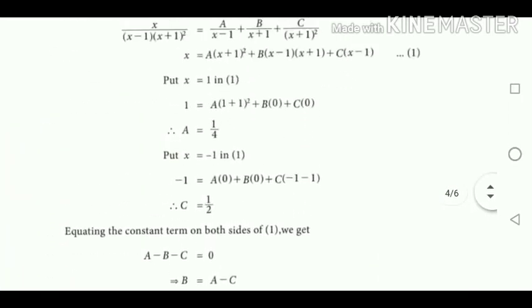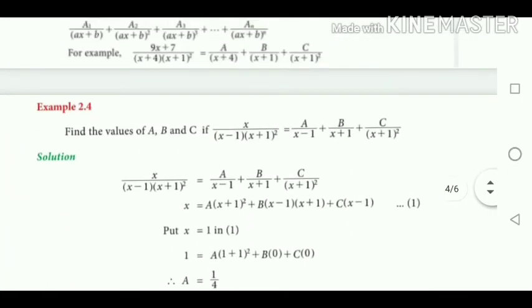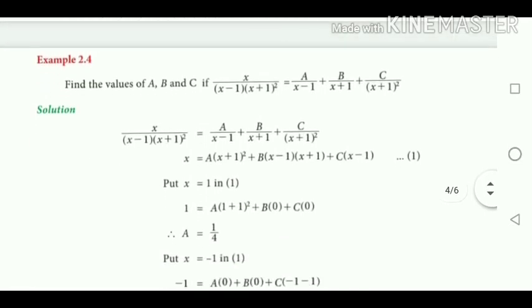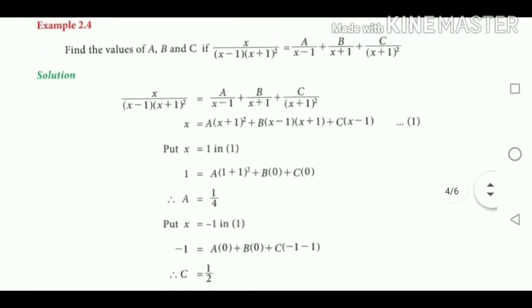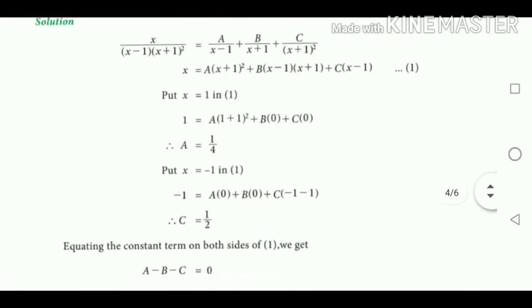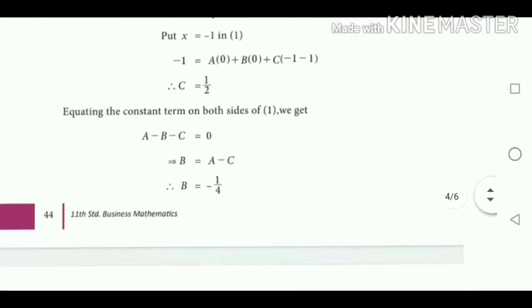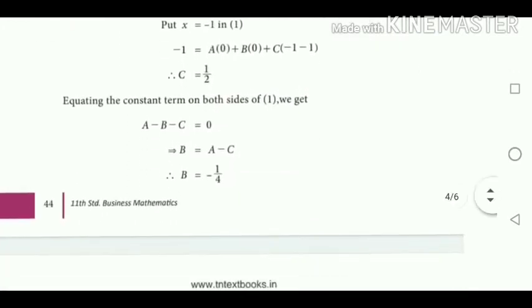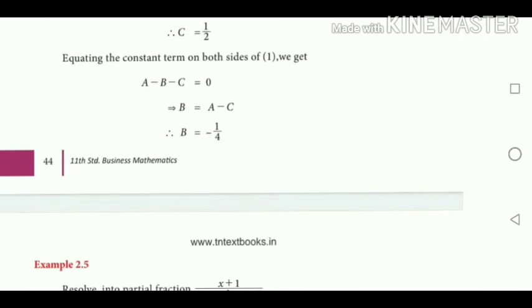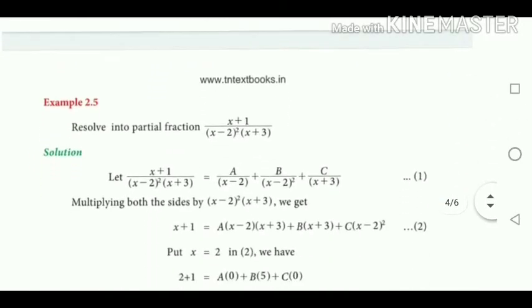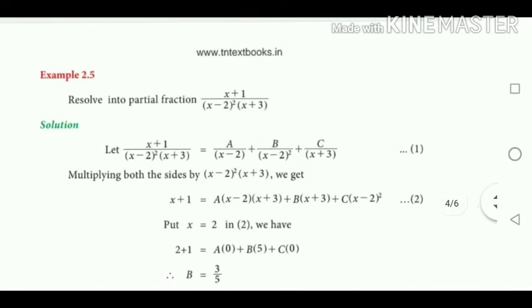That is, the question is related to find a, b, c. Okay. They ask a, b, c, means you stop there. That is, after finding a, b, c, no need to continue the sum. No need to substitute the values in the question. Okay. Then next question 2.5.